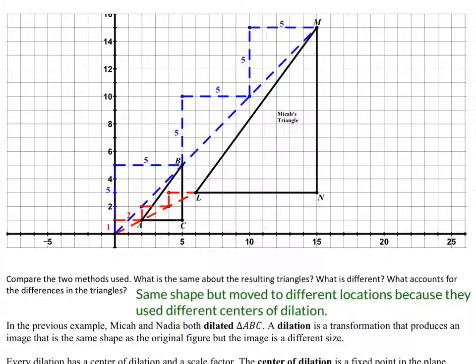In the previous example, Micah and Nadia both dilated triangle ABC. A dilation is a transformation that produces an image that is the same shape as the original figure, but the image is a different size. Yes, we can see that. Triangle ABC, right here, is much smaller than Micah's right here.